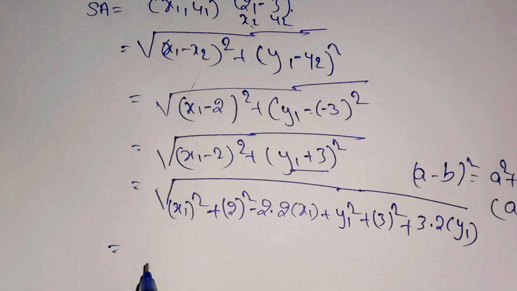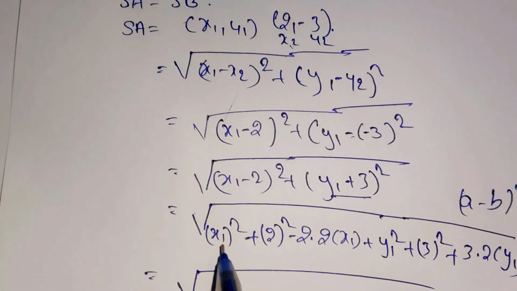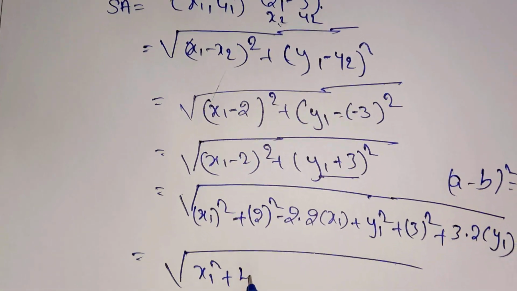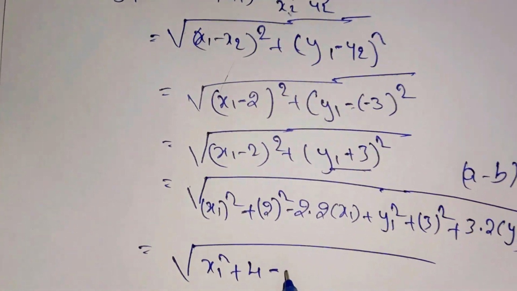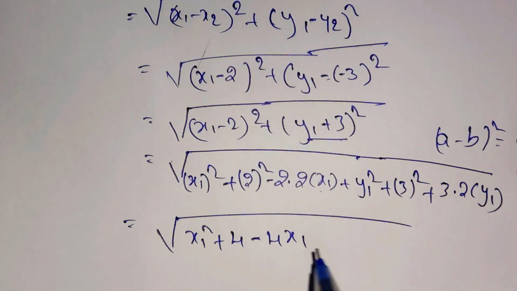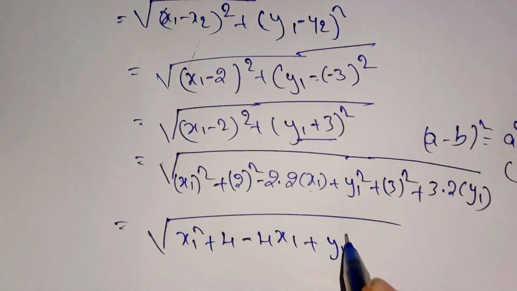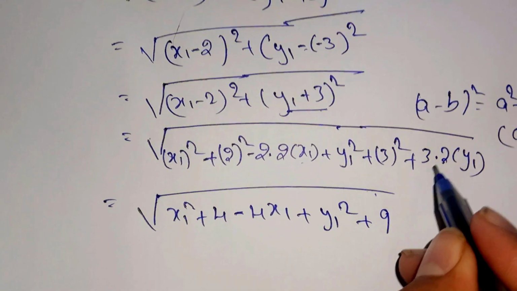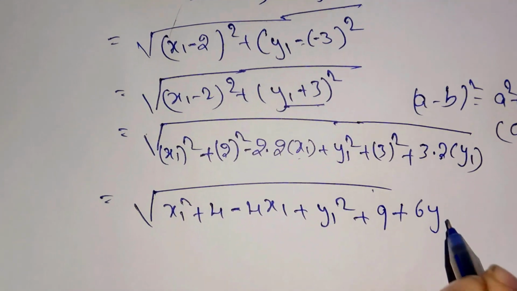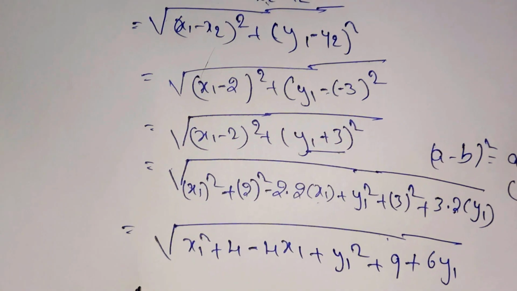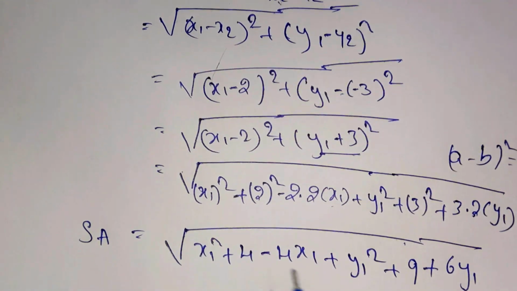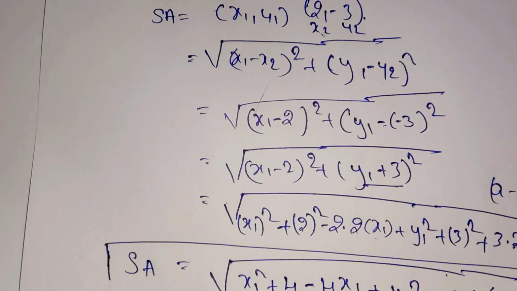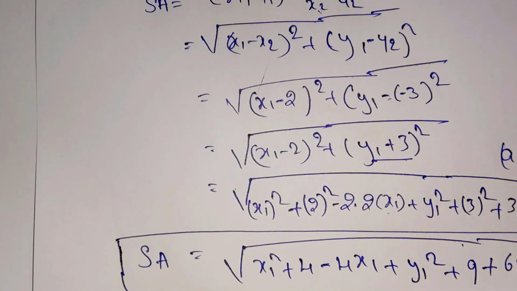Now it's time to expand: x1² + 4 - 4x1 + y1² + 9 + 6y1. So this is the expression. Now this is what we get in solving SA.